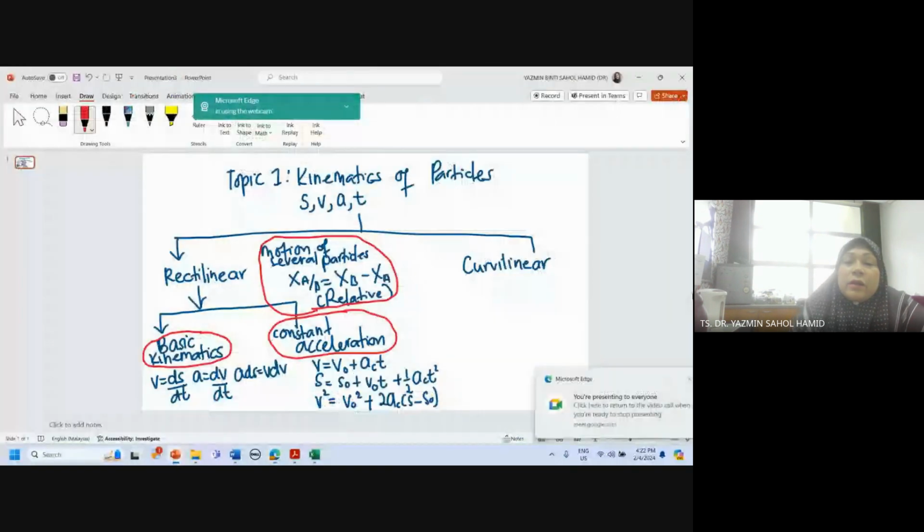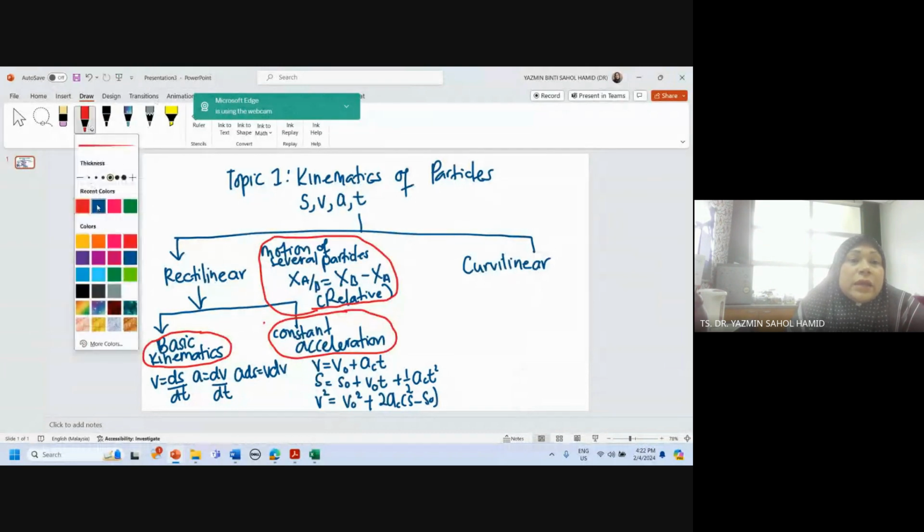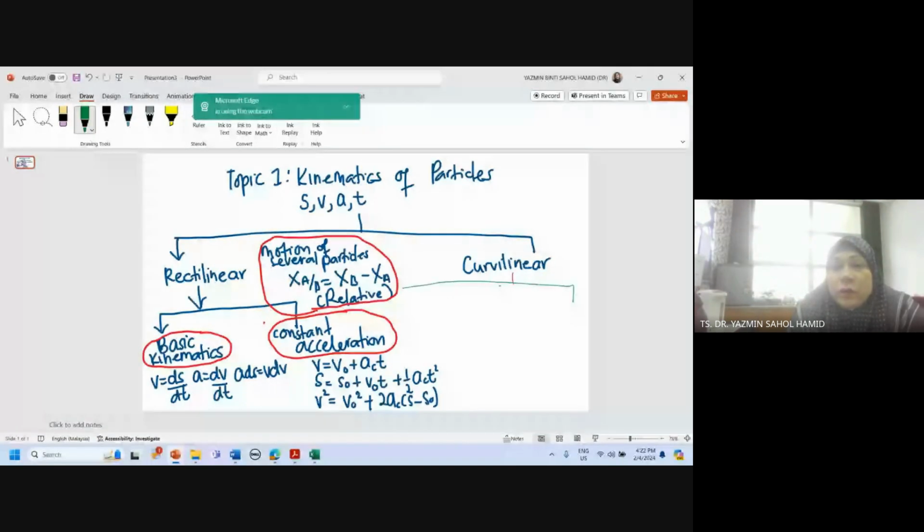Now, for curvilinear motion, for today's class, we're going to learn another three methods. For today's class, we're going to learn how to use the rectangular coordinate system.